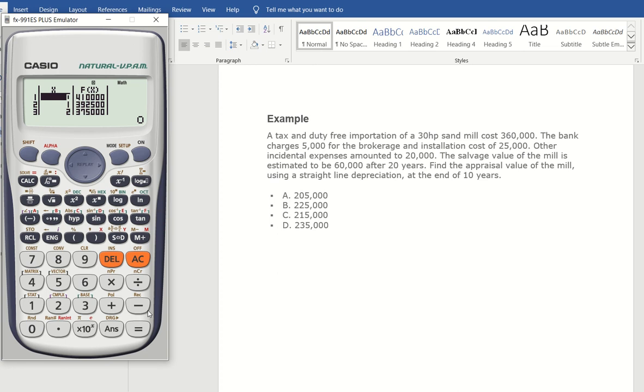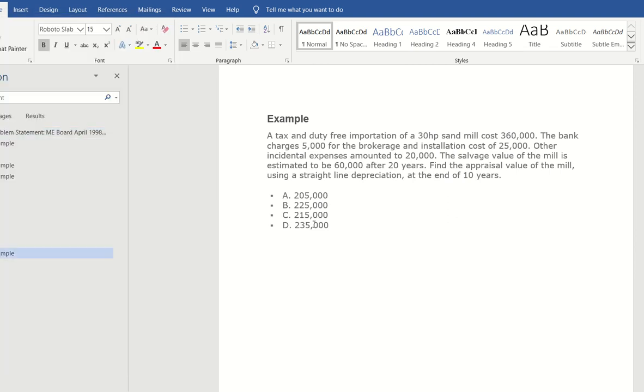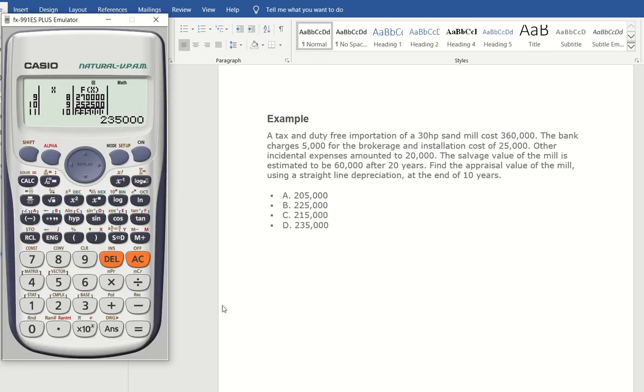Okay, so again, in your X value, these are the number of years, and your FX, the first cost in year 0, and then the rest are book values. So let's go to year 10 here. The book value in year 10 is 235,000. So that's how you check for the book value. So 235,000, that's letter D.